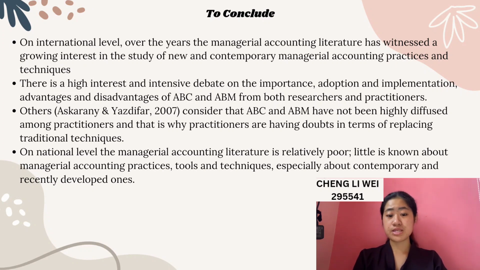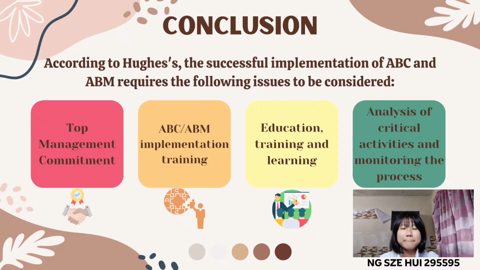Now I leave the rest of the time for Zihui to conclude our presentation. My name is Zihui. My matric number is 295595. Now I will conclude the whole article. The main conclusion of this article is that the literature and the practice show a mixed picture of ABC and ABM. The path to successful ABC or ABM implementation is different for every company.